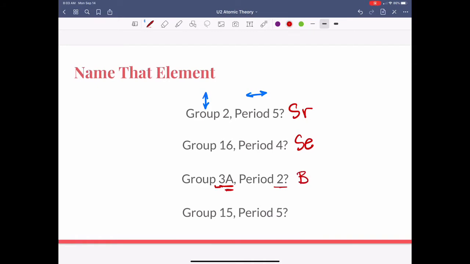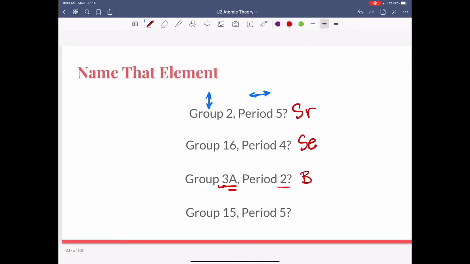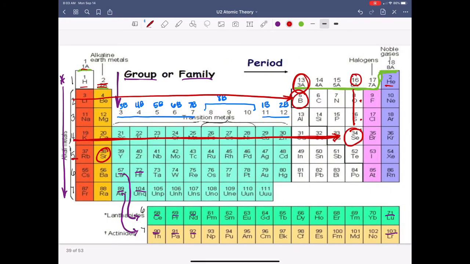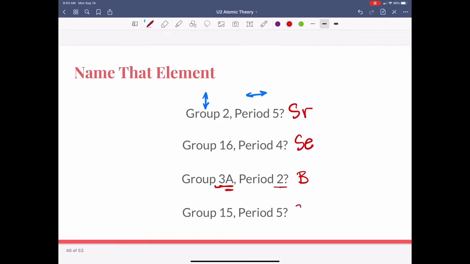And then lastly, group 15, period 5. So here's group 15, and I'm going down here to period 5. Let's follow it across and follow group 15 down, and I end at Sb, antimony. So that is how we locate our elements on the periodic table using the groups and periods.